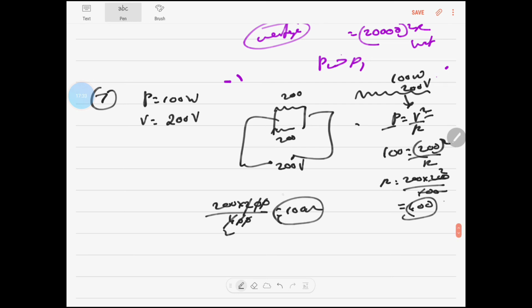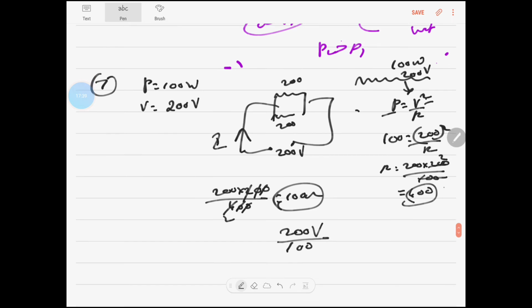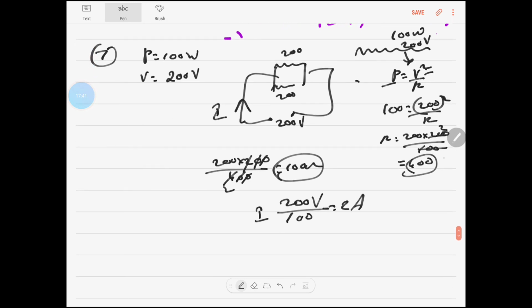Now with that equivalent resistance, you can find the current through the circuit. The voltage supplied is 200, so 200 by 100 gives the current, which is 2 amps. Now do I need the current through the circuit? What for? They've asked to calculate the energy liberated per second in the new combination.